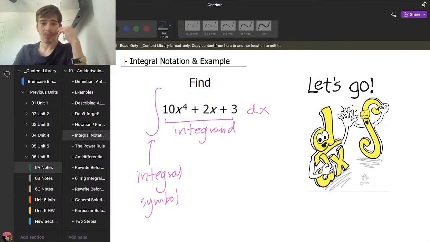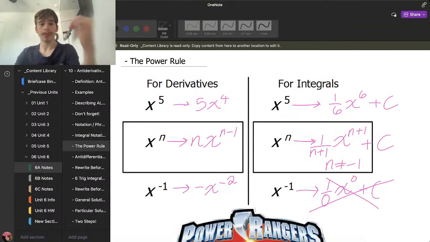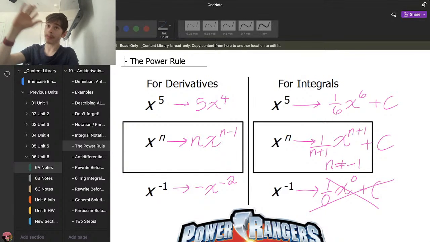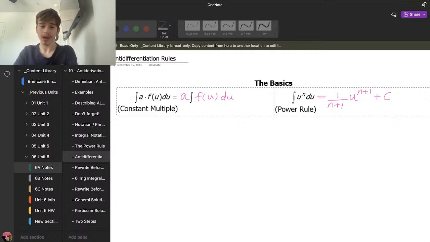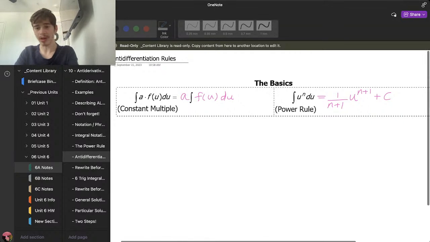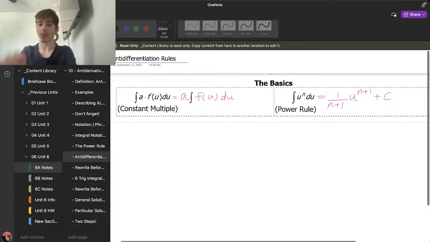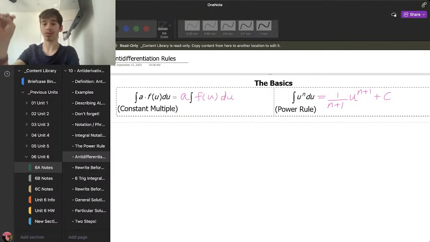Integral notation. We have the integrand, what is inside. We have the integral symbol, the long s, and we have the dx. Power rule: for derivatives, bring the exponent down and subtract 1. For integrals, add 1 to the exponent and multiply by 1 over the exponent plus 1, except for 1 over x, which we'll cover in a second. Antiderivative and integral are the same thing. A constant, luckily, is the same as for derivatives: just bring it to the front. Power rule: 1 over n plus 1, where n is your exponent, times u to the n plus 1, plus c. Remember your plus c.